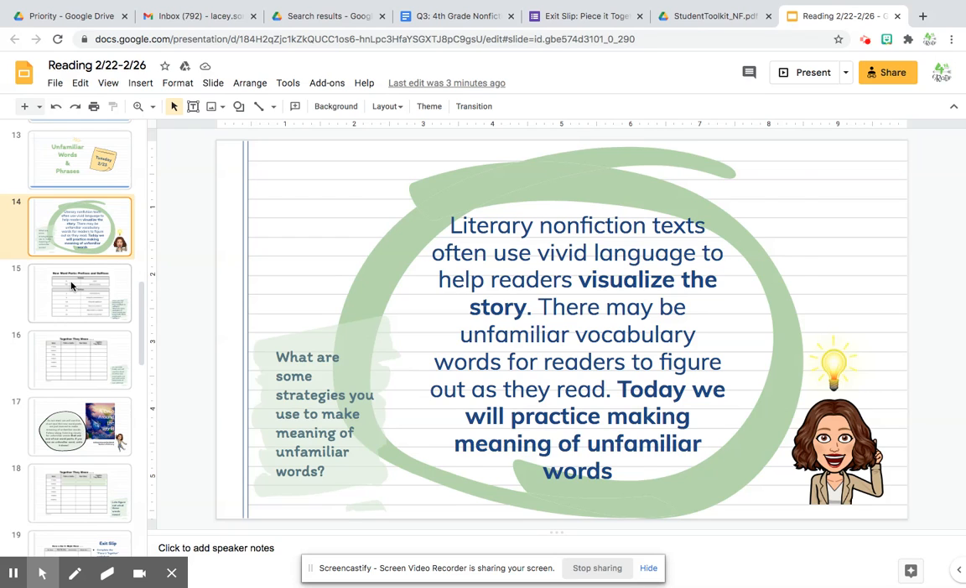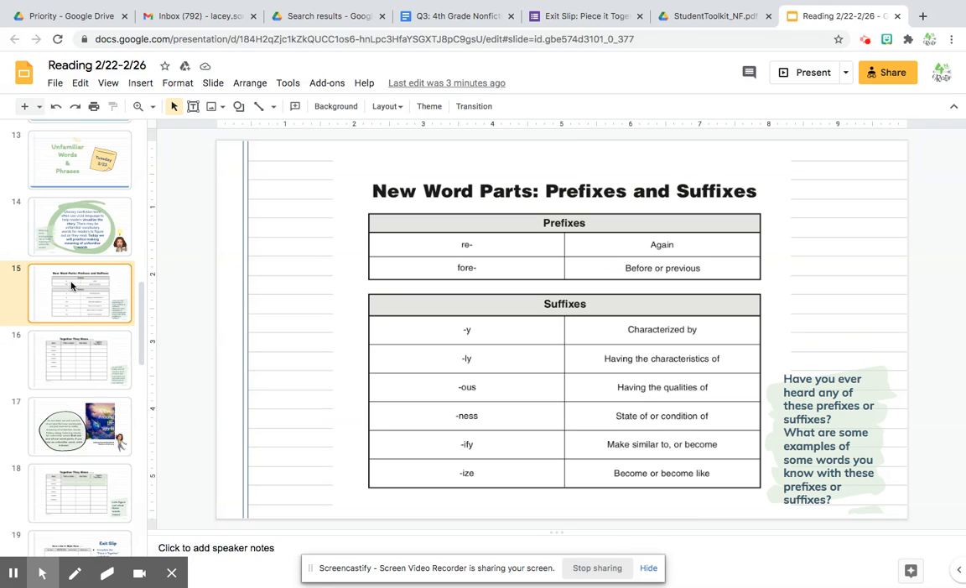Now, as we go back through our text today, we're going to pay close attention to some of the rich and vivid words the author uses to help us visualize the story. Some of these words may be new or unfamiliar to us. And when we encounter these types of words, we will use one of the detective strategies we've learned early in our study of nonfiction, which is using our word parts. Okay, looking at the structure of words to help determine the meaning.